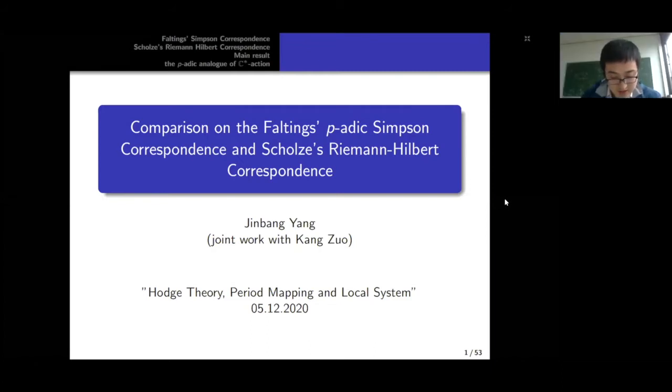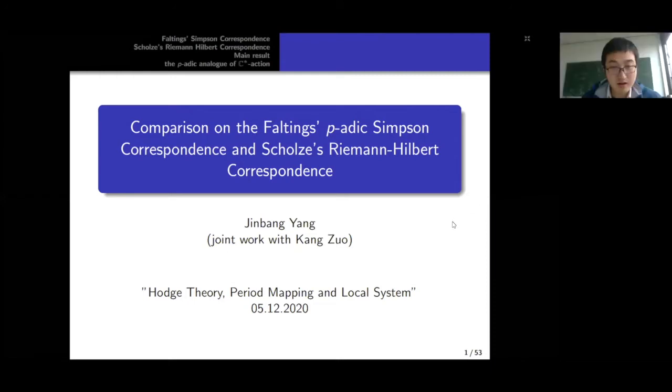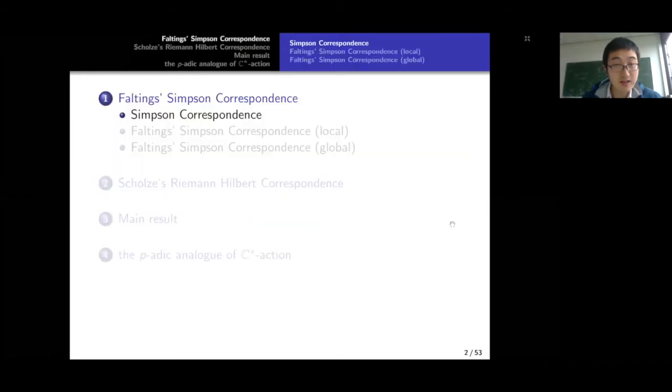Thanks, the organizer invited me here to give a talk. Today, I will introduce this work which is joint with Kanzo. Firstly, I want to talk about the Simpson correspondence.